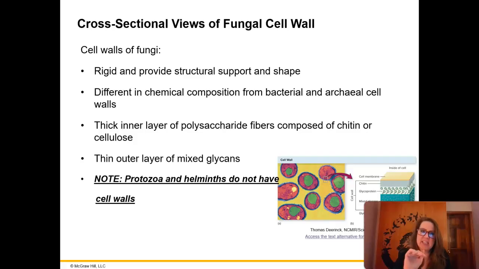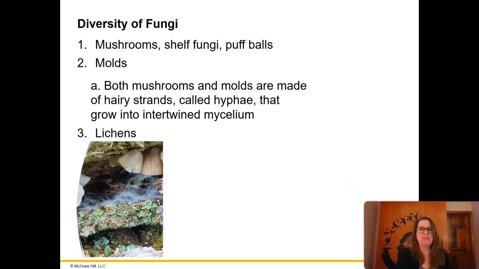And it says it has a thin layer of mixed glycan. So this is not really like either our gram-positive or gram-negative bacteria that we talked about last week. Now, the other couple of groups that we're looking at this week, the protozoa and the helminths, which are the worms, in fact do not have cell walls, so we don't have to talk about those.